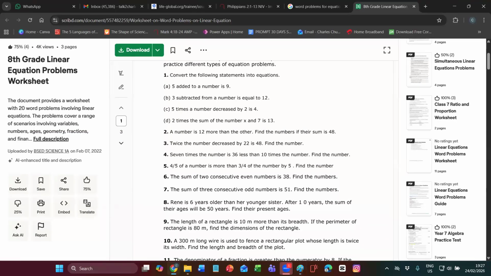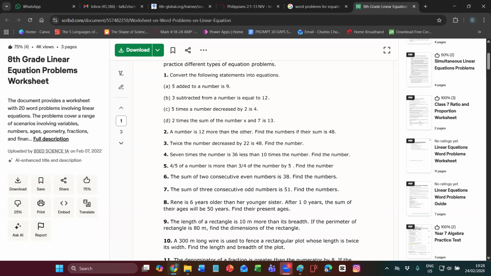Okay, let's dive into the next ones. A number is 12 more than the other. Find the numbers if their sum is 48. Okay, so a number, is that x plus something? X plus 12. Okay, a number is 12 more than the other. X plus 12. Yes, what next?